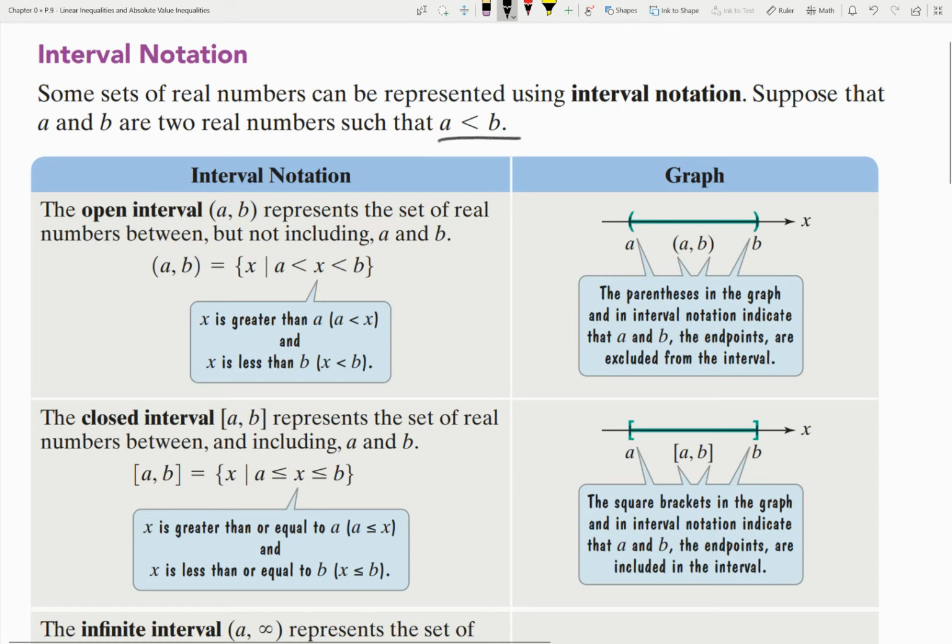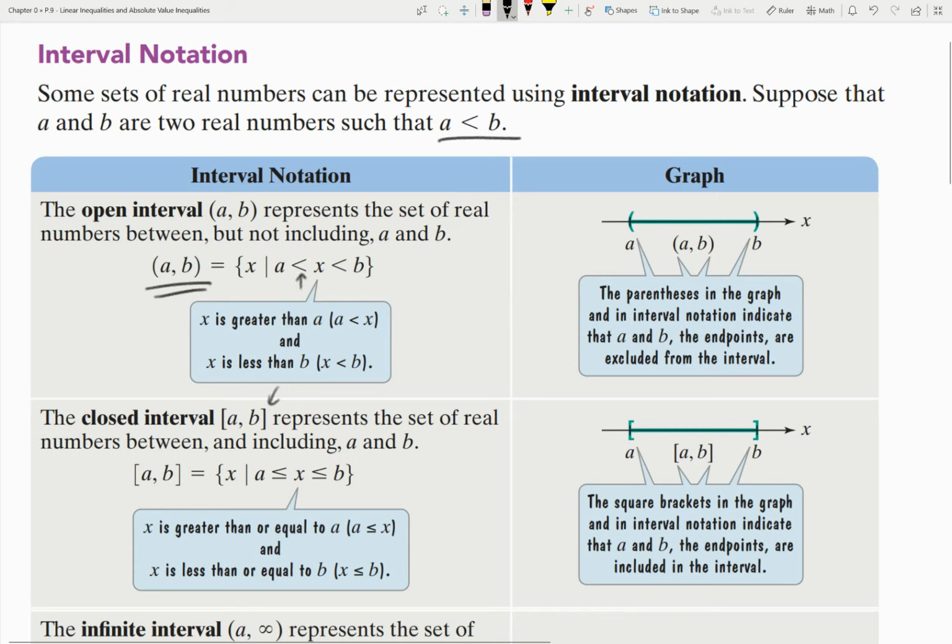First is an open interval. And this represents the set of real numbers between but not including A and B. So basically we're saying that X such that A is less than X and X is less than B. And you can notice that we use parentheses for this open interval. Another way to think about the graph is that this would represent two open circles at the end. So instead of putting the open circles, we can put on the number line the actual interval notation symbol, a parenthesis or a square bracket, which is part of the closed interval.